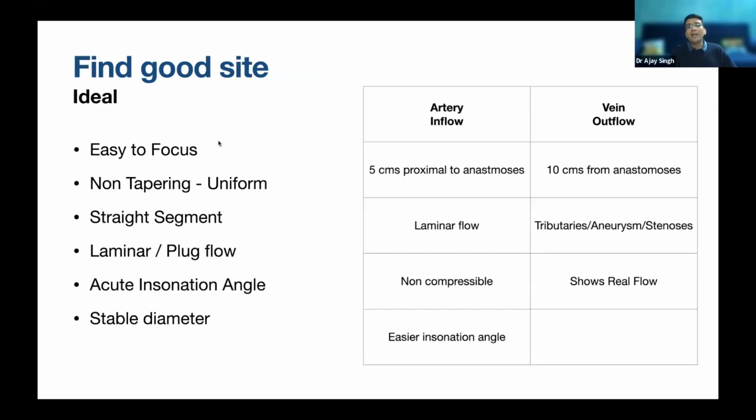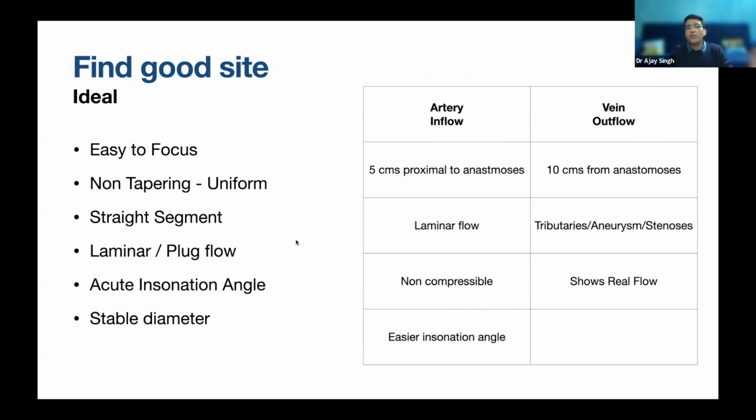So our ideal site for blood flow volume measurement will be the one which is easy to focus, has a non-tapering uniform diameter, has a straight segment, has a laminar or plug flow, where an acute insonation angle can be achieved, and has a stable diameter which is not changing with the cardiac cycle or with the respiratory cycle. So we have to understand that the values which we get from this Doppler study will only be correct and good if these technical parameters are actually met by the procedure.